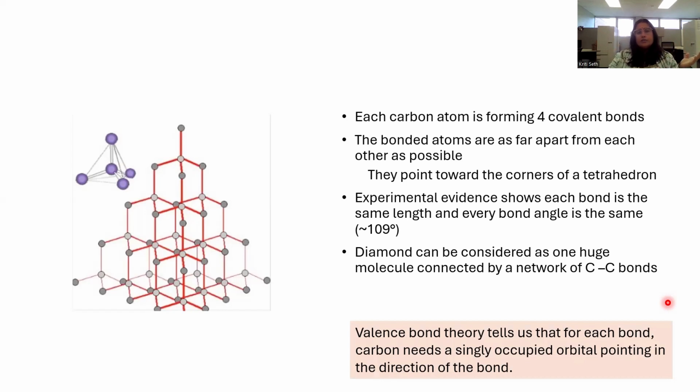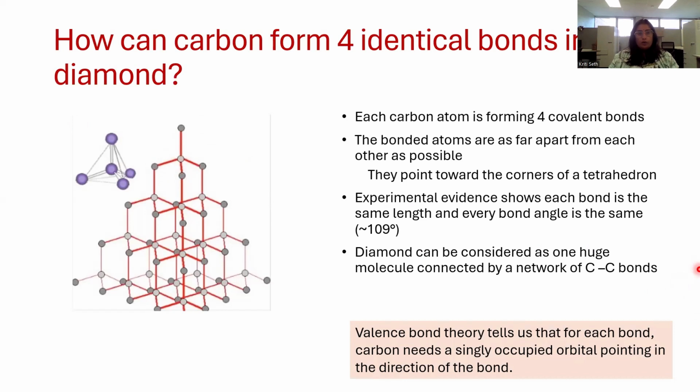Now, valence bond theory tells us that for each bond that is formed, carbon needs a singly occupied orbital pointing in the direction of that bond, right? So one orbital would combine with one orbital to form one bond. And each carbon is forming how many bonds? Four. Okay, so how is it possible that carbon can form four identical bonds?